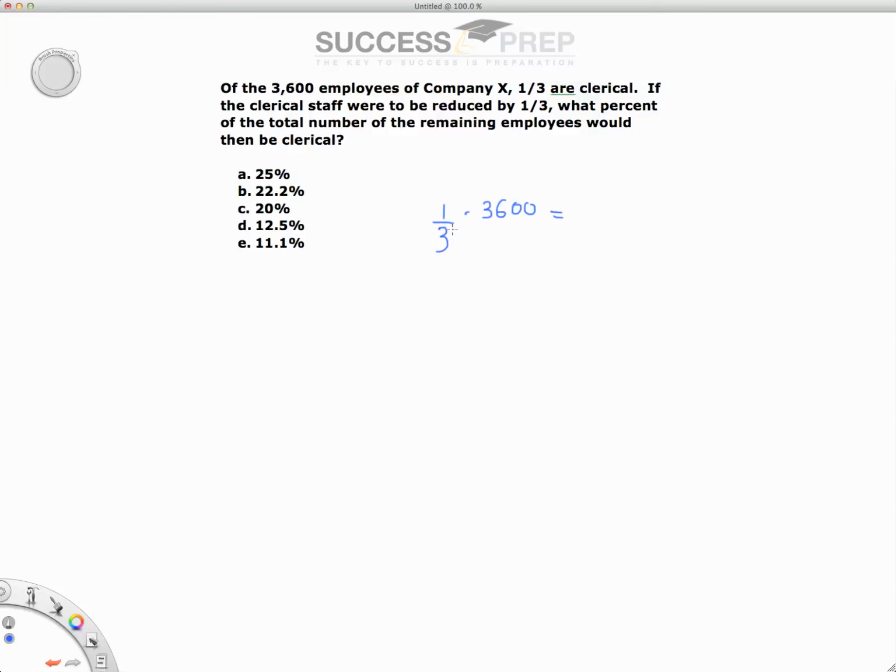Okay? And then what we're going to do is, since we don't have a calculator, we're going to go ahead and reduce this. So 3 goes in 3 one time, 3 goes in 3 once, and 3 goes in 6 two times. And you're left with 2 zeros. So the original number of clerical workers is 1,200.